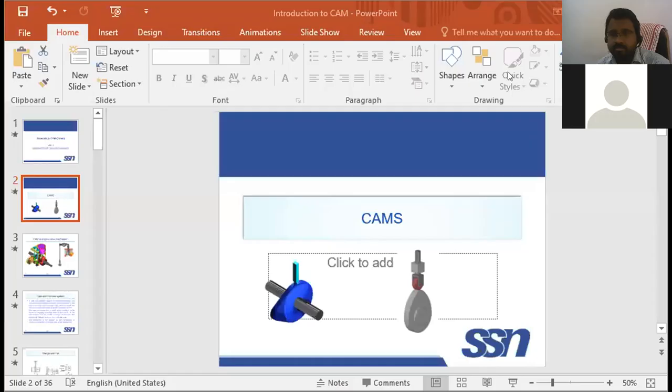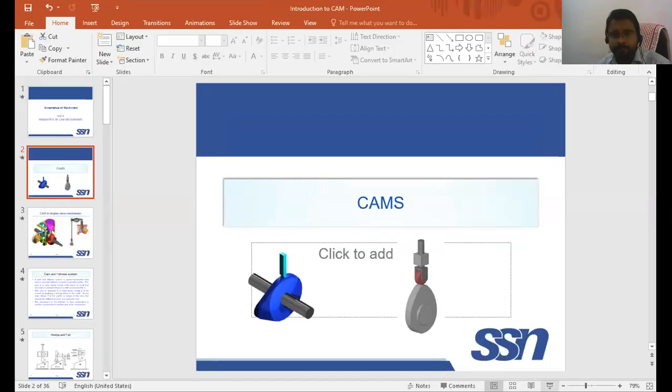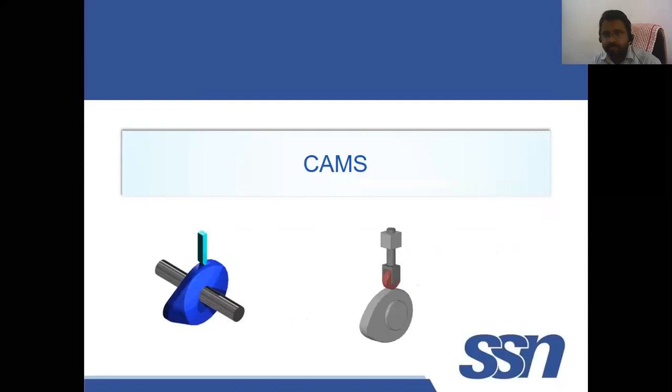So what is a cam? How is the cam useful in engineering applications? So I'm going to share my screen. Hope you are able to see my screen. Can you see my screen?